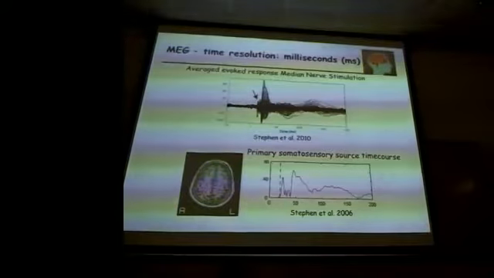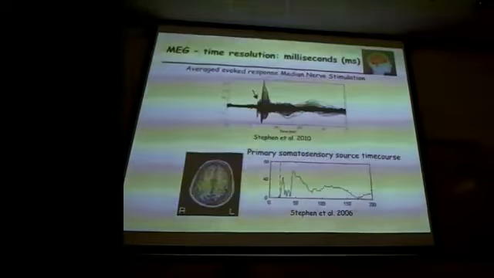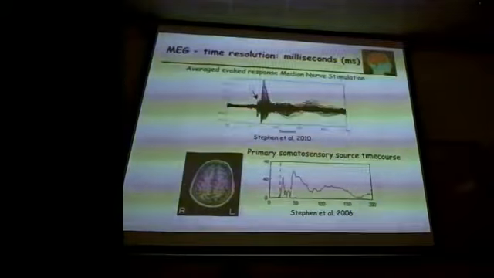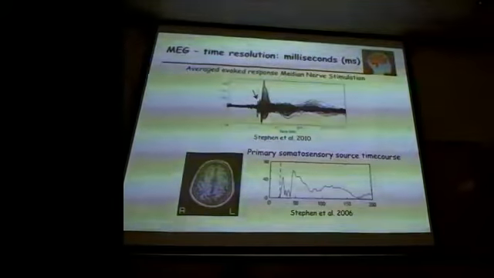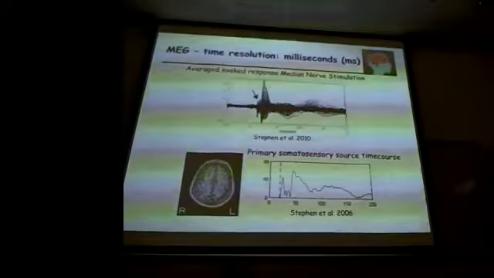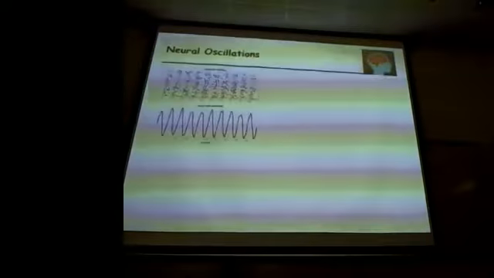And then what we do with MEG is we do source localization, so you can see what the timing is for a particular source. So this is actually the timing profile for the primary somatosensory source, and there are other sources that are activated as well.